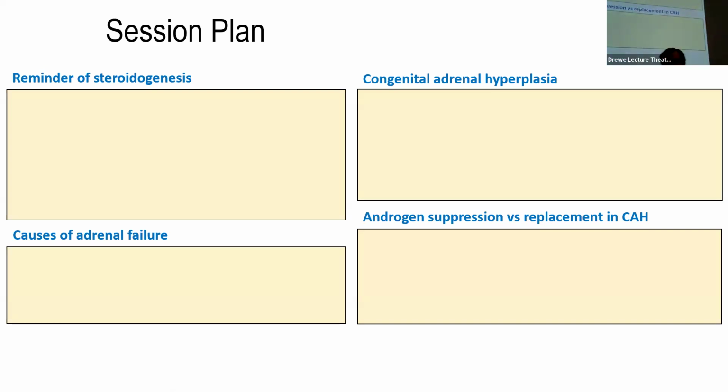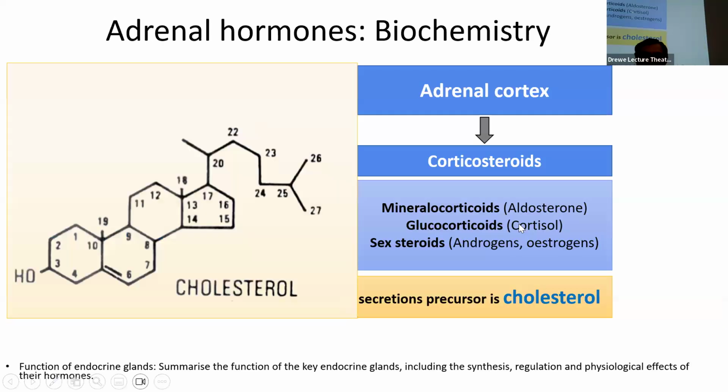So thank you all. This is my plan. We're going to have a quick reminder about steroids, from peptide biochemistry to steroids. Then we're going to talk a bit about congenital adrenal hyperplasia, which is the key set of disorders of steroidogenesis. And then I'll talk briefly about how we treat these people. So the biochemistry first of all: adrenal hormones and steroids, as you remember from your medical school or university days, all come from cholesterol.